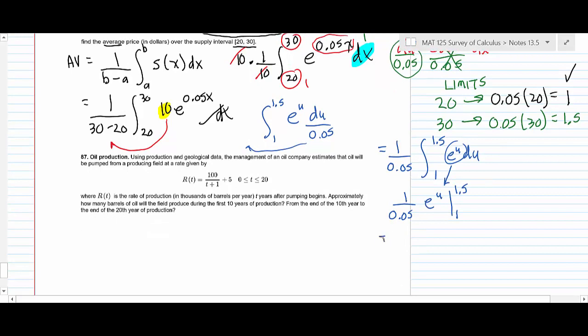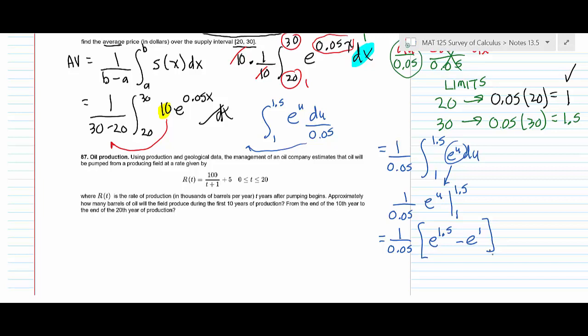So to finish the problem, you're going to do this. You have 1 over 0.05. Then you're going to do this: e to the 1.5 minus e to the 1. Okay, that's what we call the fundamental theorem of calculus, which always means that you just take the upper limit, lower limit, and subtract. Okay, that's how you evaluate a definite integral.